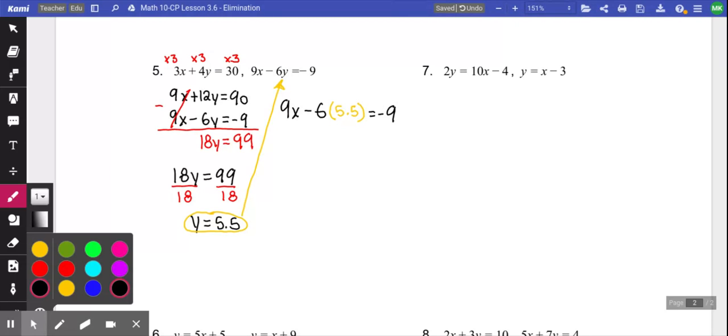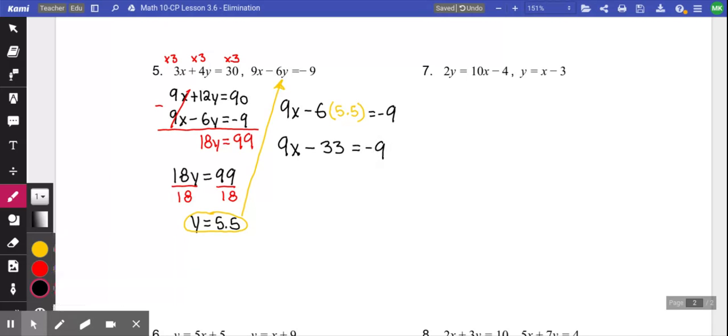The first thing you're going to do is multiply that 6 times that 5.5. So I have 9x minus 33. Yeah, that's what I got. Perfect. I multiplied 6 times 5.5.